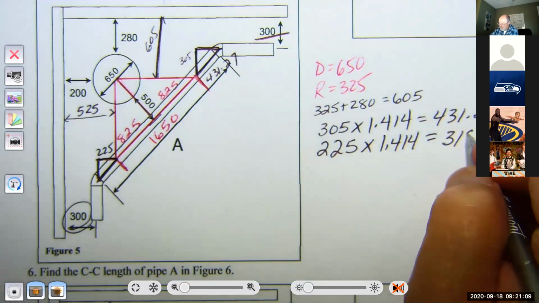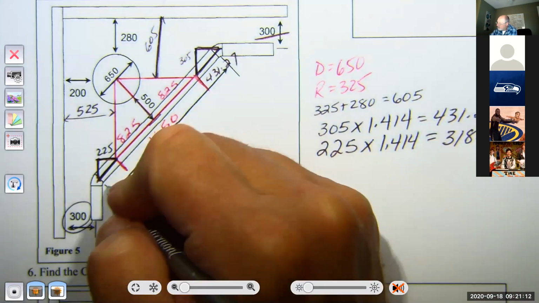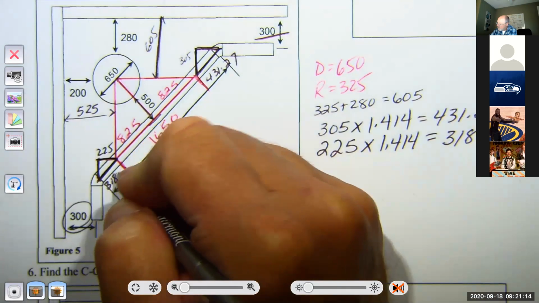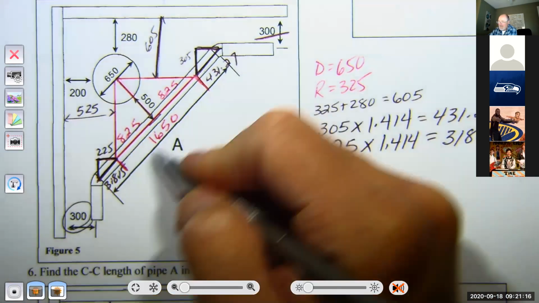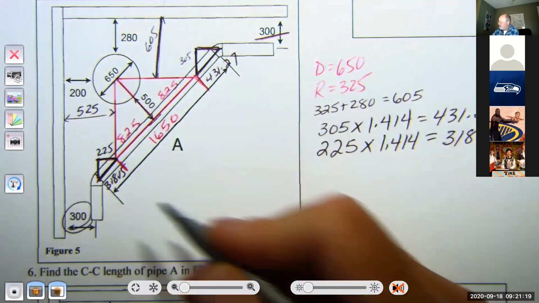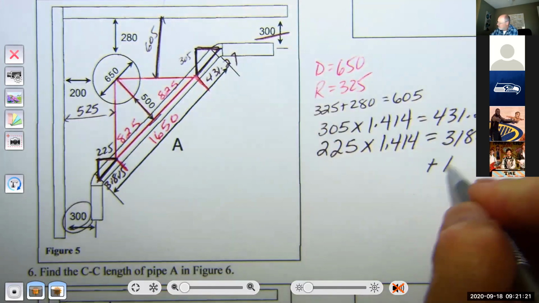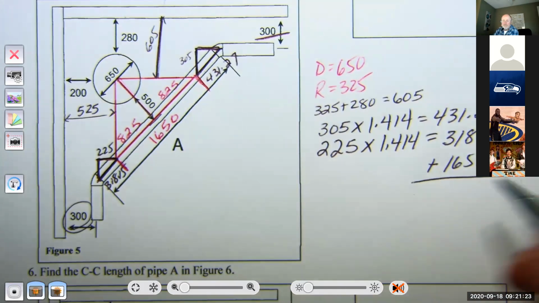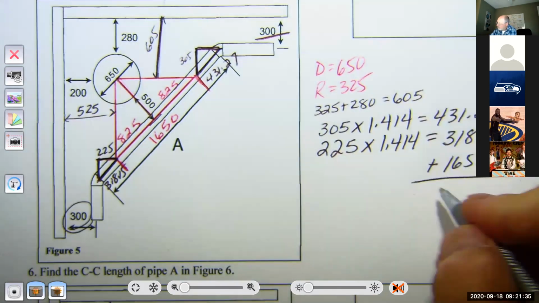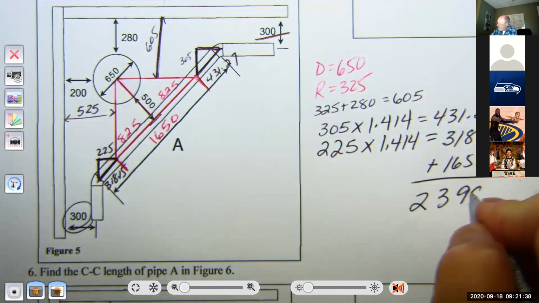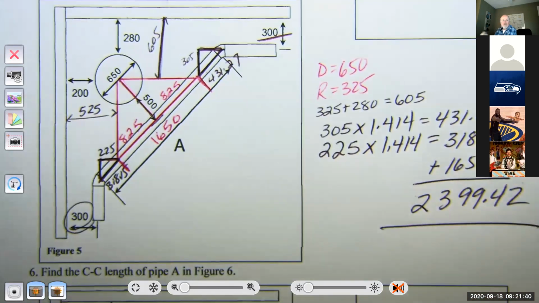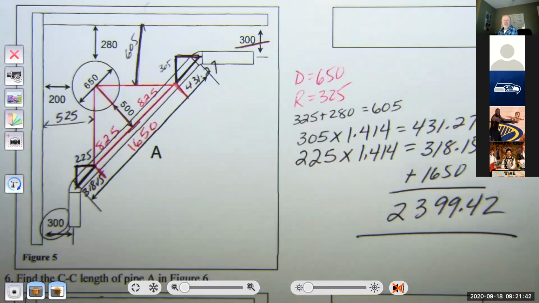It's equal to 318.15. So this is 318.15. And now I simply add all of these together, for a total of 2399.42. That is our dimension A.